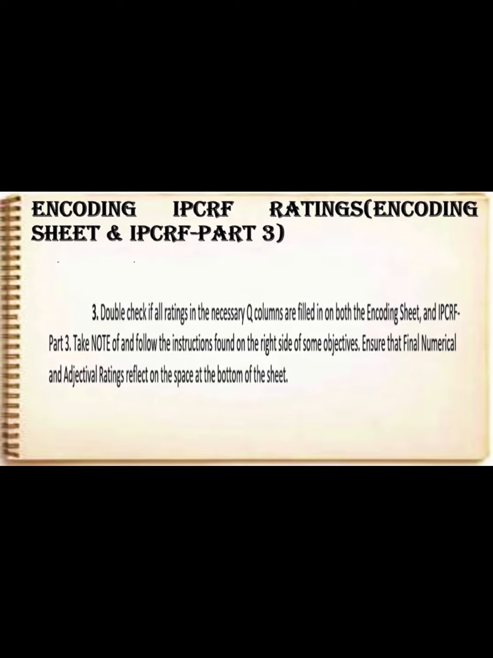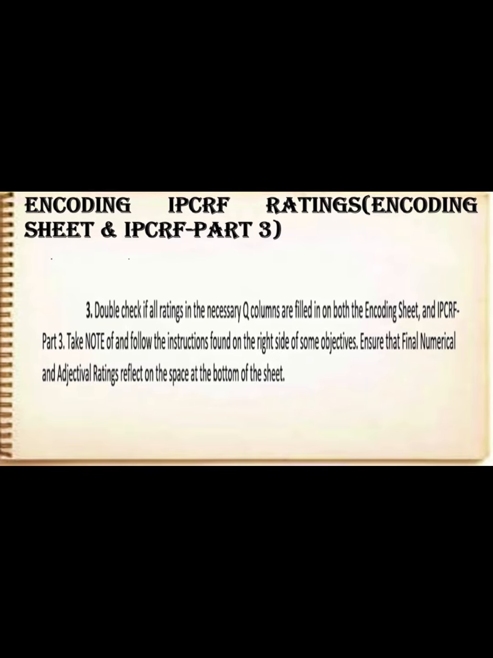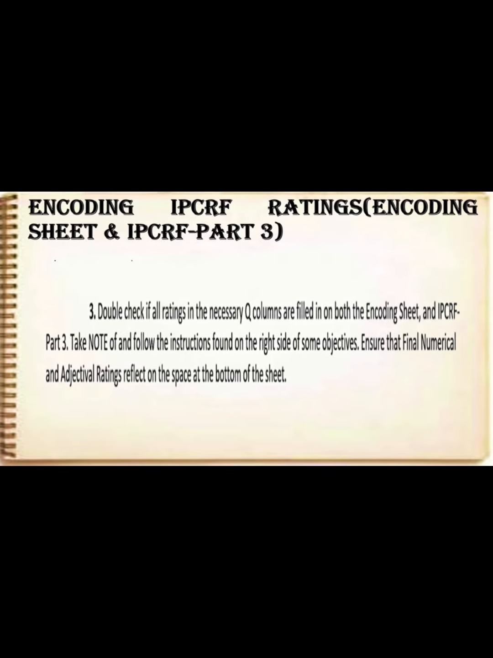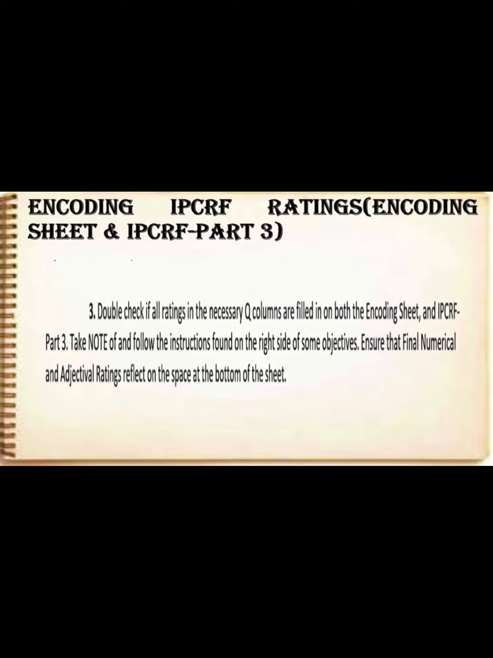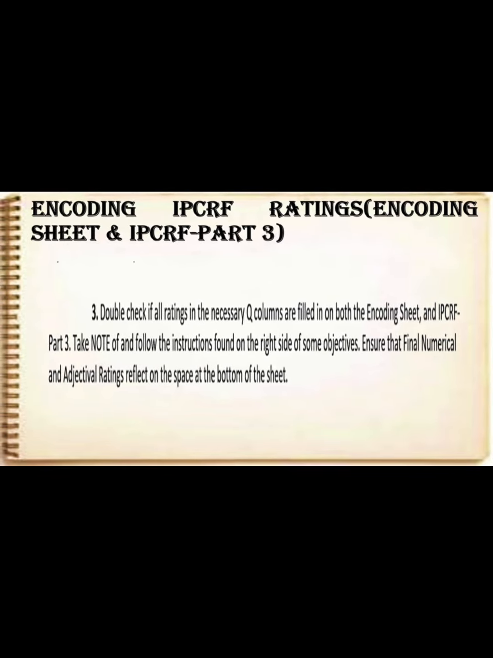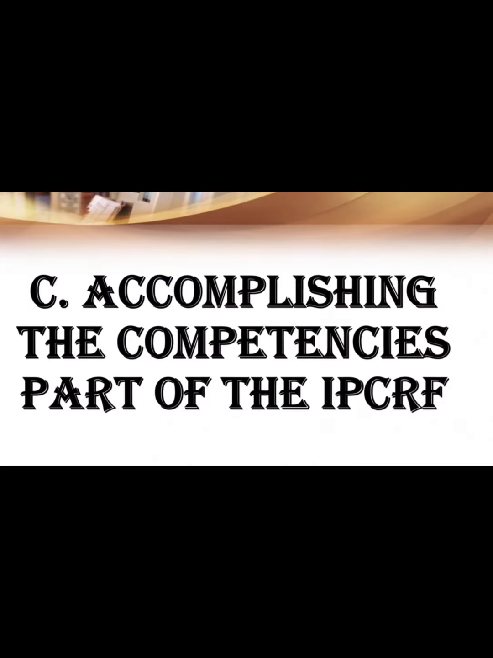supplementary material TRF1. And double check if all ratings in the necessary Q column are filled in on both the encoding sheet and IPCRF Part 3. Take note of and follow the instructions found on the right side of some objectives. Ensure that final numerical and adjectival ratings reflect on the space at the bottom of the sheet.